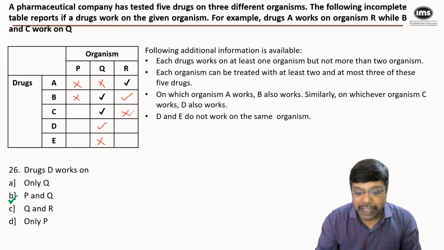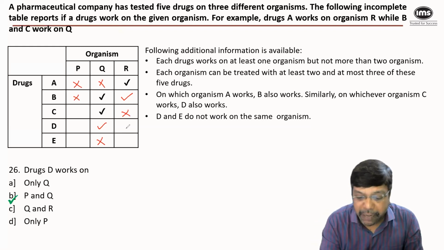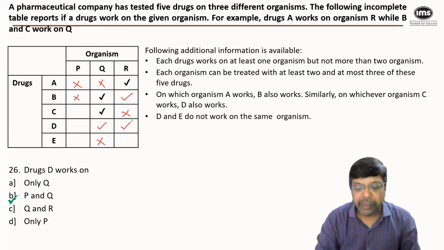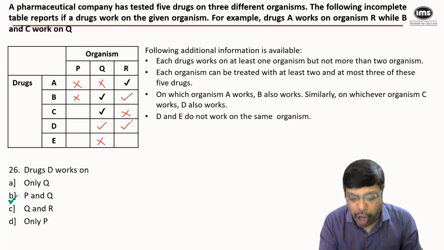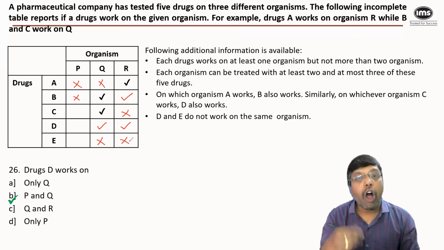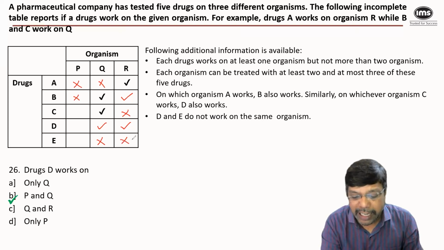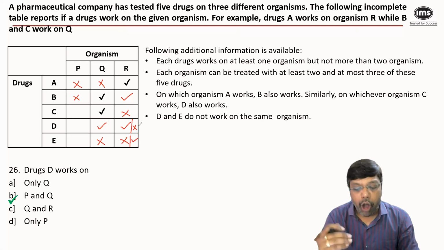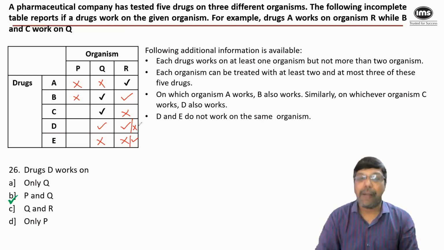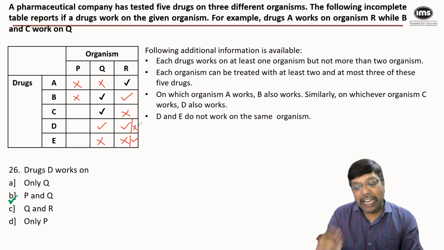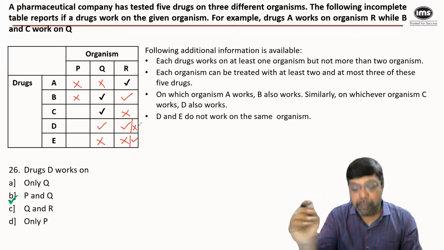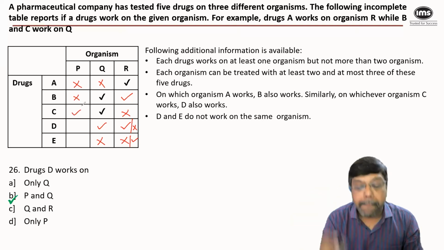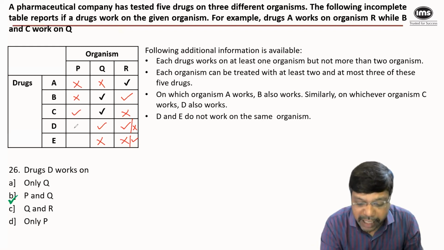Also, if I look at D and E, if it works on D, then it does not work on E. Or if it works on E, then it does not work on D. So which means it has to be on one of these 2 cases. So we will come back to that in a while. Now, when I look at organism P, now C must work, right? Now, if C works, then D must work.